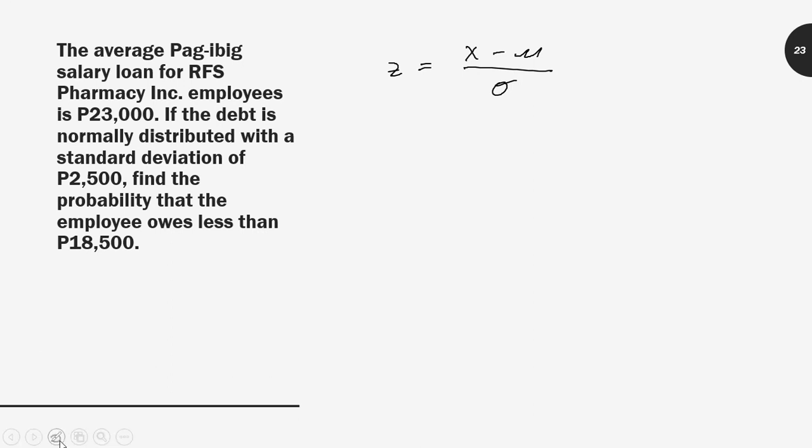Okay? So, let's start with example number one. The average Pag-IBIG salary loan for RFS Pharmacy Incorporation employees is 23,000. If the debt is normally distributed with a standard deviation of 2,500, find the probability that the employee owes less than 18,500. Okay, so yan po yung tanong.